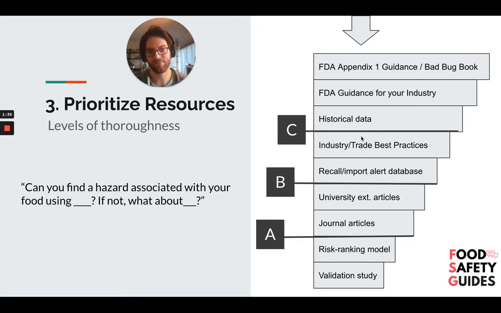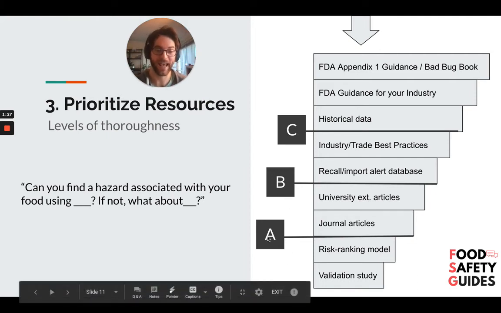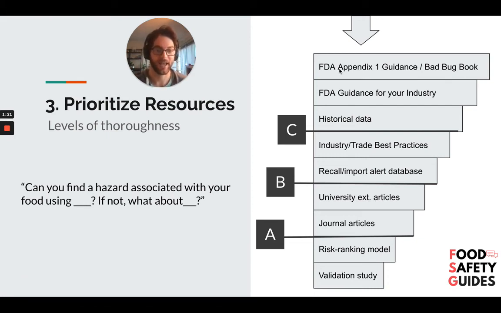Now, this is what I call the funnel. I generally find people who meet up to about a C, so that's passing, or a B, and in rare cases, an A. So when you're doing a hazard analysis, I really like starting with the Appendix 1 guidance and the Bad Bug Book. That articulates what hazards FDA associates with specific commodities. And the Bad Bug Book covers essentially all those harmful microorganisms we're concerned about. So that's a great place to start.